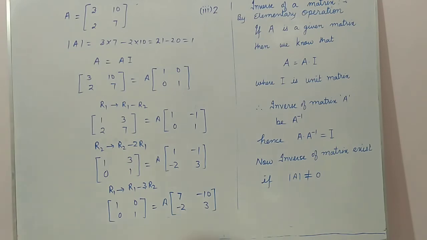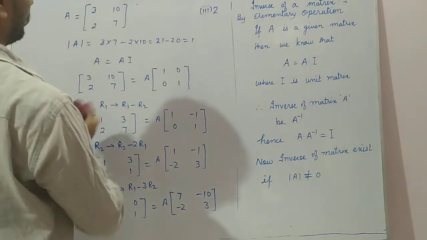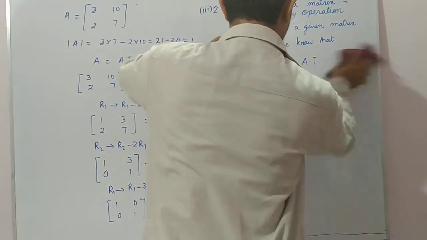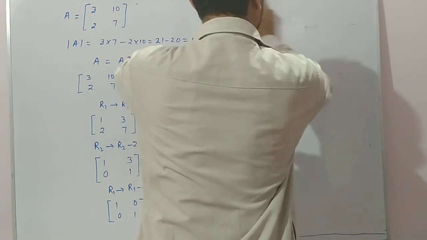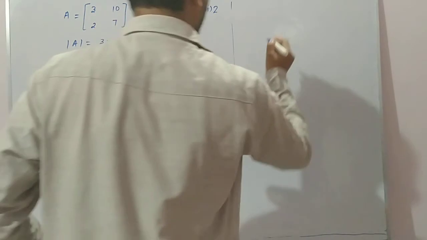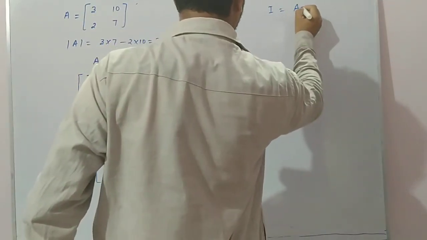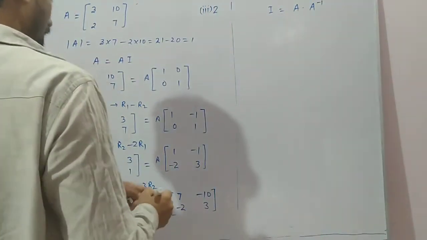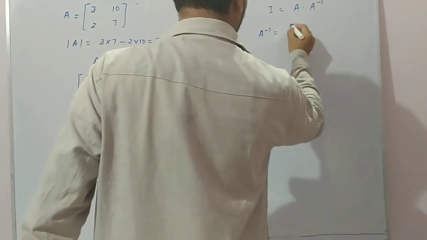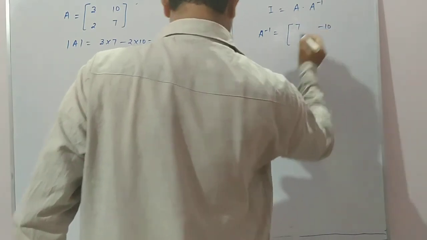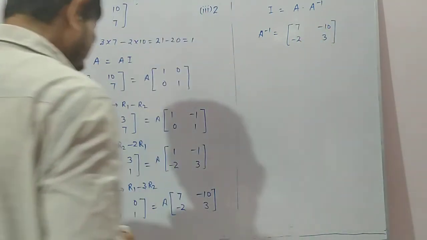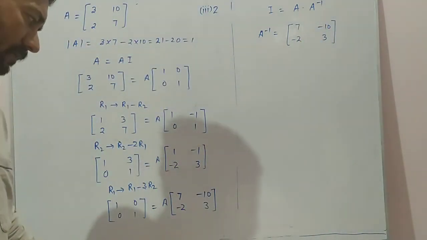So we can write this one is what? I, A, and this will be A inverse. Hence A inverse, that is 7 minus 10 minus 2, this is 3. This is A inverse. Alright.